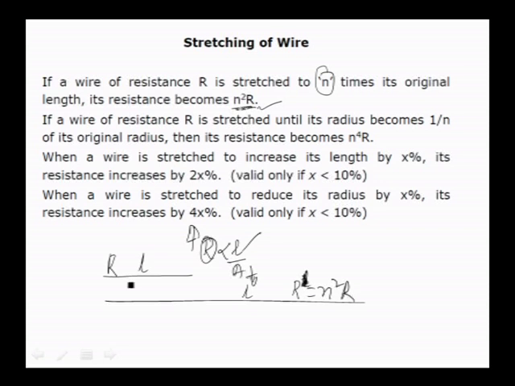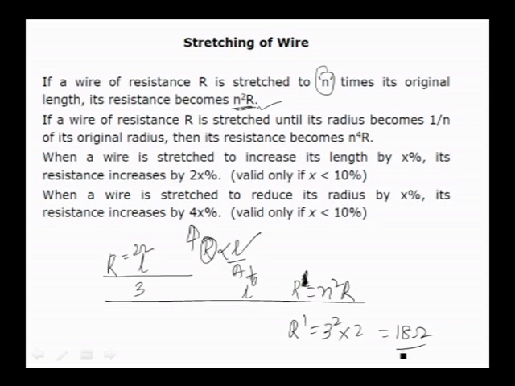Say for example, this wire has a resistance of 2 ohm. What is the resistance if it is expanded to 3 times? Therefore, R dash is equal to 3 square times the original resistance 2. 3 square is 9, 9 into 2 is equal to 18 ohm. Like that you are going to calculate.